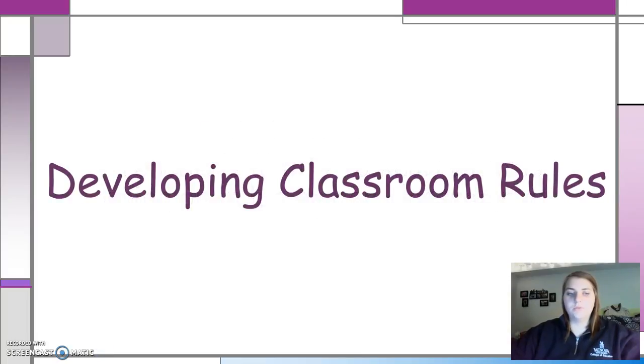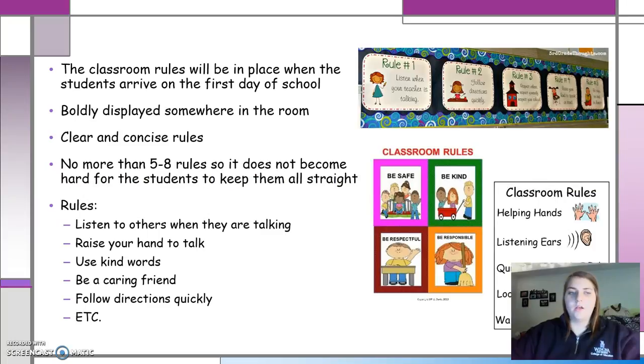So first I'm going to talk about how I plan on developing my classroom rules. I plan on having the classroom rules already made and in place and displayed somewhere in the room when the students come on the first day of school. I don't believe in letting the students help make the rules. I think that they should walk in and they should see that the rules are up and they're there for them to know.